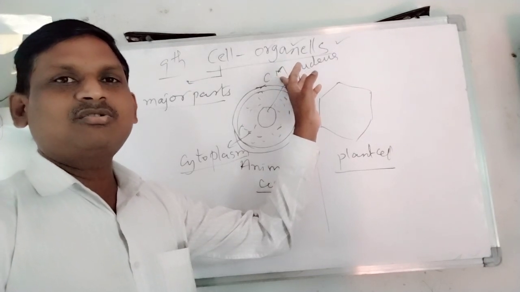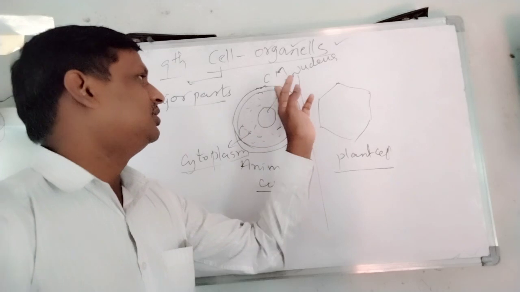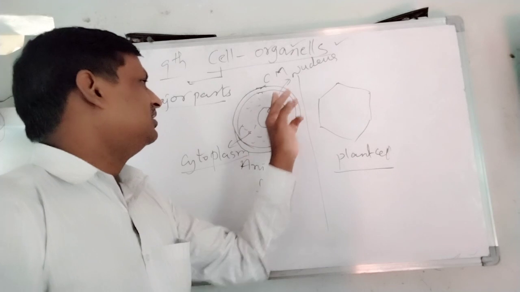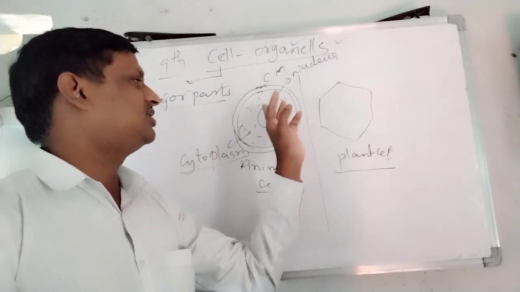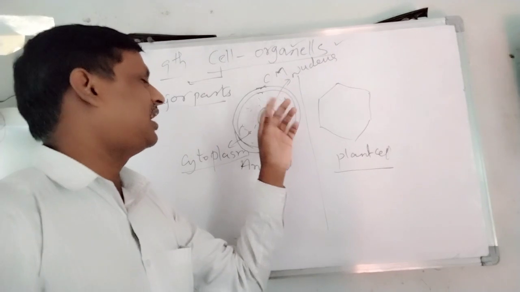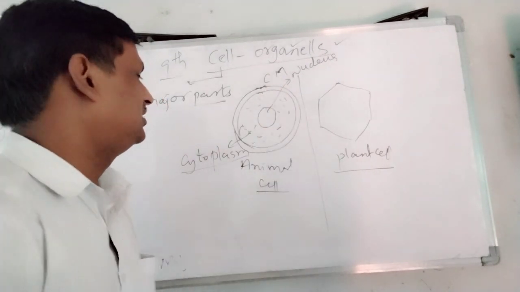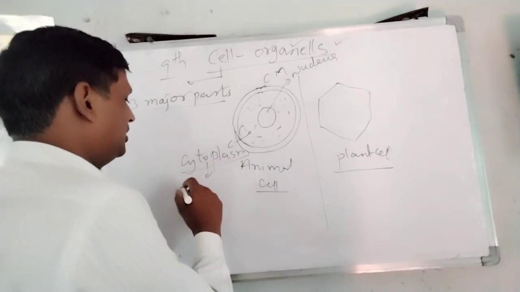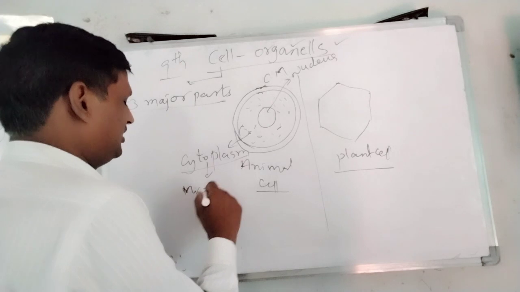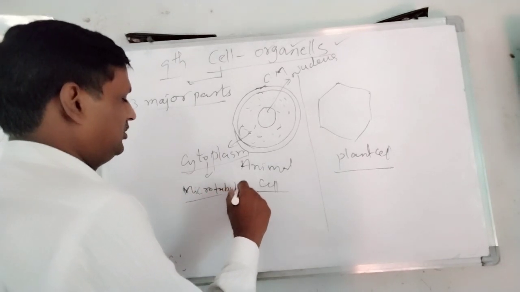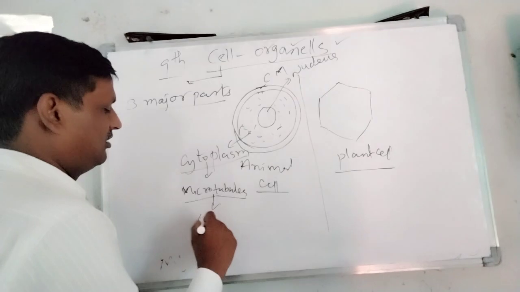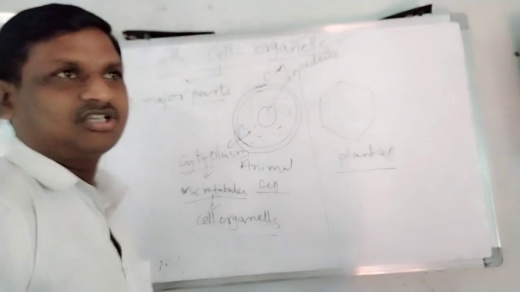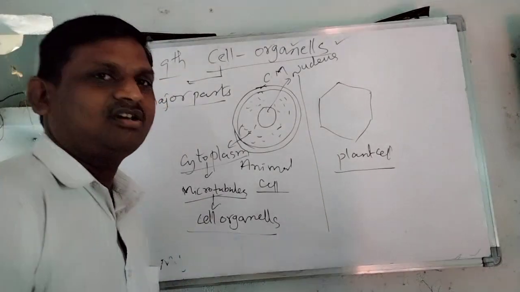The cell membrane is common in both the plant cell and the animal cell, and it is the outermost layer of the cell. The second one is the nucleus: the dark dot-like structure present in the cell is called the nucleus. In between the cell membrane and the nucleus, we can see the cytoplasm. This cytoplasm consists of several small structures, and these are called cell organelles. In this chapter we are going to study the different types of cell organelles.